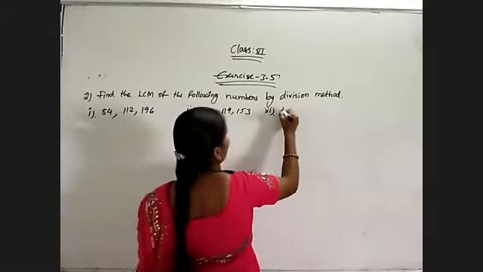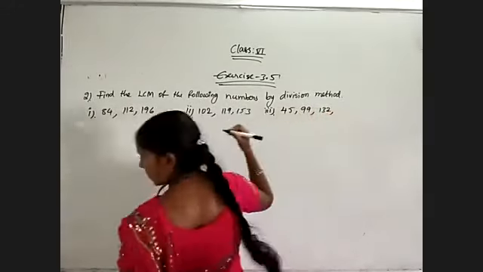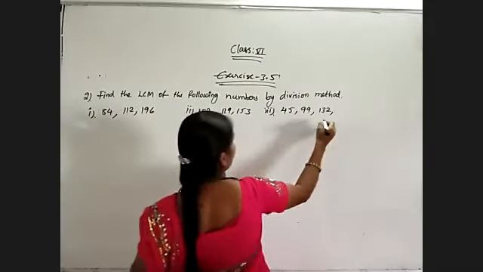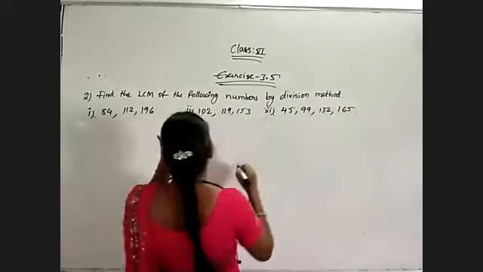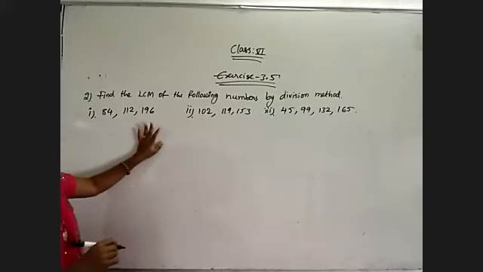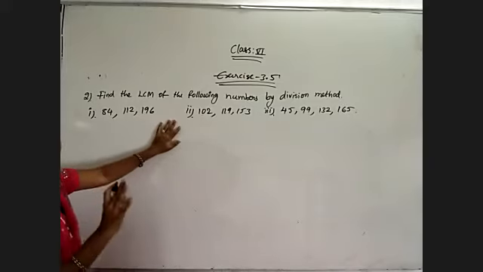And third question is 45, 99, 132, and 165. So like this, 3 questions are given. All these 3 we need to do by using the division method. So here they have mentioned the method also. We need to do in that method itself.